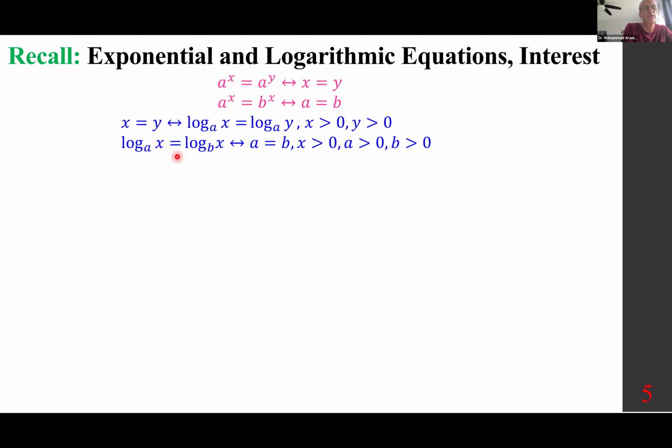If you look at this case, they have the same argument. X is considered the argument. A and B, the base must be the same. X is positive, A is positive, B is positive. So these are some information, again, from exponential functions. We are still looking at prior knowledge of mathematics.